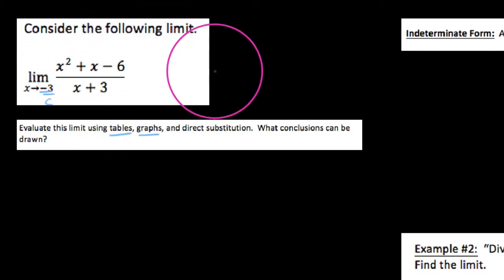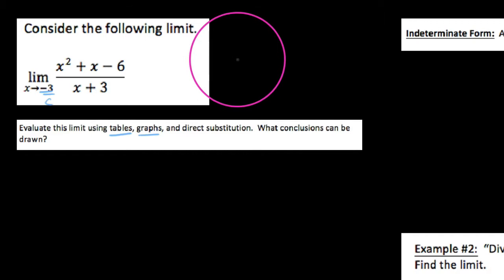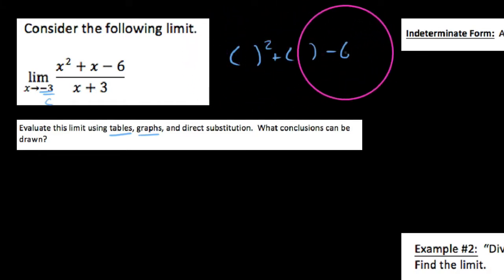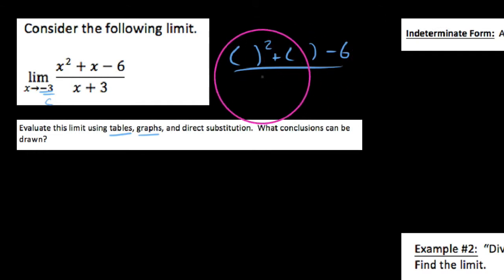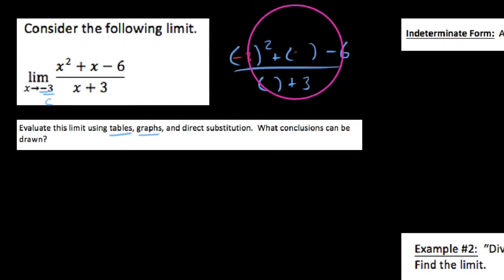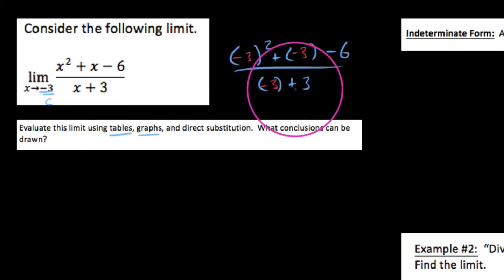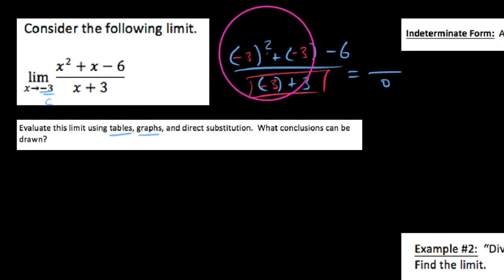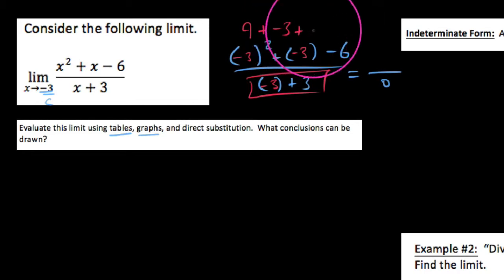I just want to show that direct substitution actually fails in this instance. If we plug in -3 everywhere we see an x, we end up with this expression, in which we get a -3 here, a -3 here, and a -3 down here. Instantly, we can see that this is going to result in a 0 in the denominator, and if we evaluate the top, we get a 9 plus a -3 plus a -6, which also results in a 0.